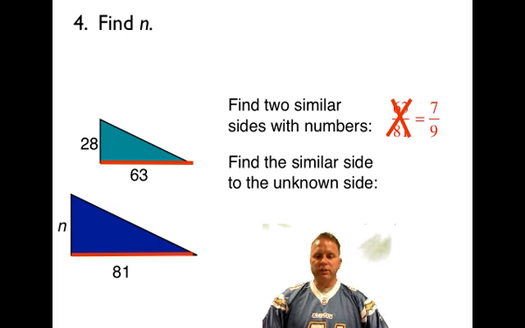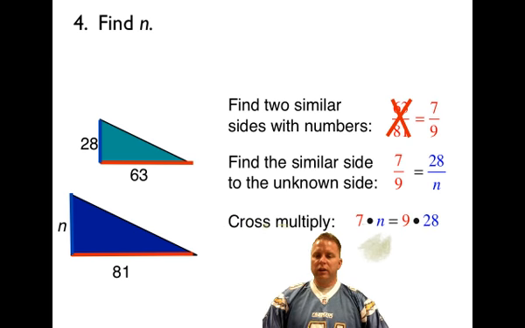Alright, then we have our unknown side. So we'll have 28 over n. So we have 7 over 9 equals 28 over n. Notice if we had done 63 over 81, that would not have been fun. But doing this makes it a little bit more manageable. So our coefficient is 7, which means they're multiplying n by 7. Since they're multiplying by 7, we divide both sides by 7, and we get n is equal to 36.